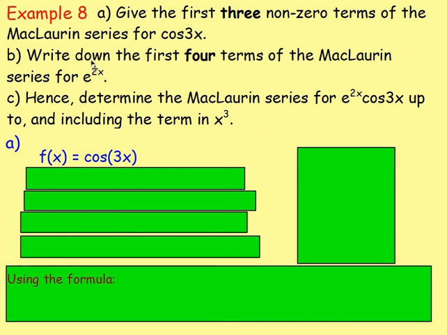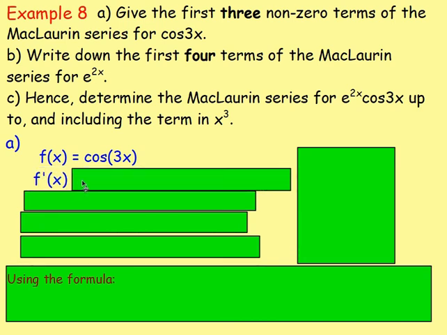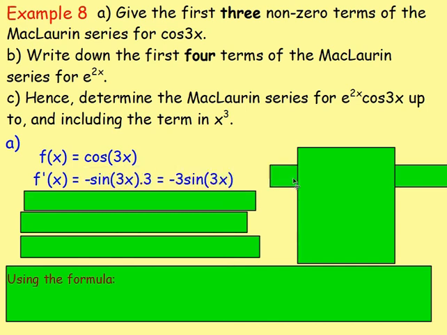So first of all, we're going to be looking at the first 3 non-zero terms of cos 3x. So we would work out f dash x. So if you differentiate cos 3x, you end up getting cos will go to negative sine, 3x stays as it is, multiplied by the derivative, and that will be 3. So you get negative 3 sine 3x.